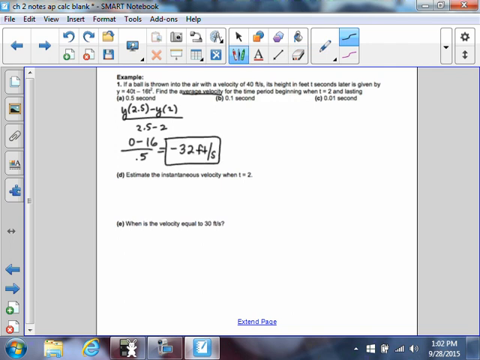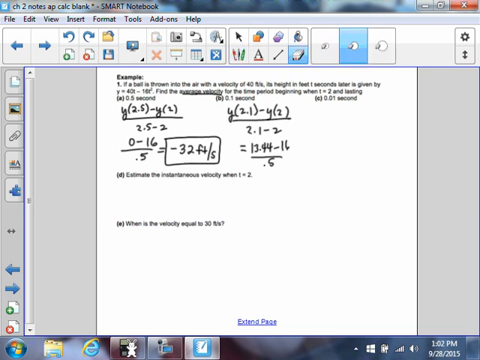All right, so then if I want between 2 and 2.1 seconds, I have y of 2.1 minus y of 2 all over 2.1 minus 2. So I do the same thing. So when I find 2.1, I'll do it on this other calculator. I get 13.44. So 13.44 minus 16 all over, no, not 0.5, 0.1. So I get negative 25.6. Did you guys get that? Feet per second.